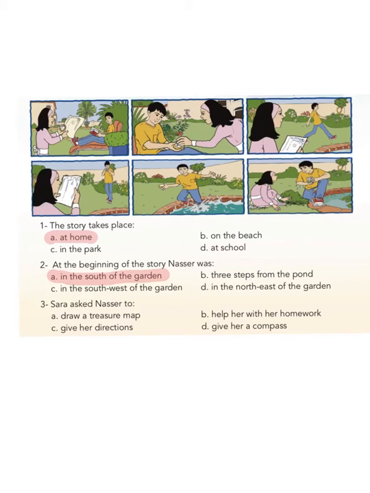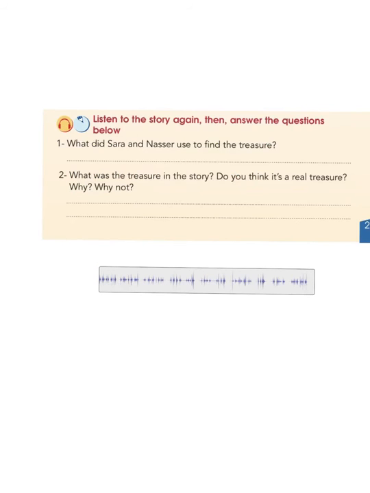3. Sarah asked Nasser to A. Draw a treasure map. B. Help her with her homework. C. Give her directions. D. Give her a compass. Excellent. Help her with her homework. Now, let's listen again to the audio to answer these questions. Are you ready?